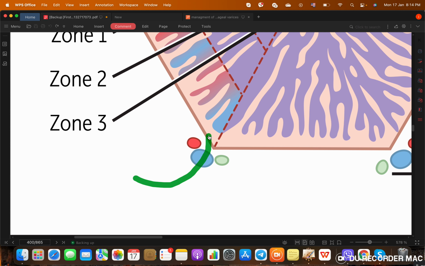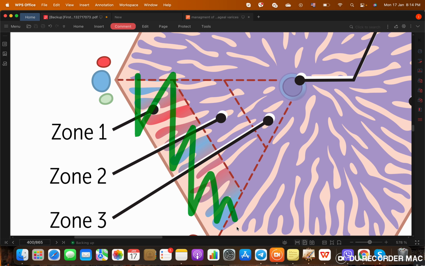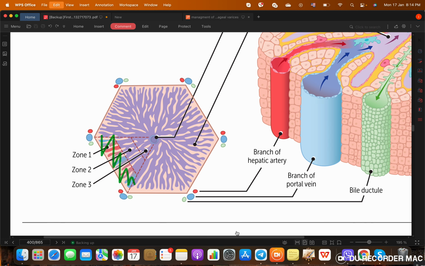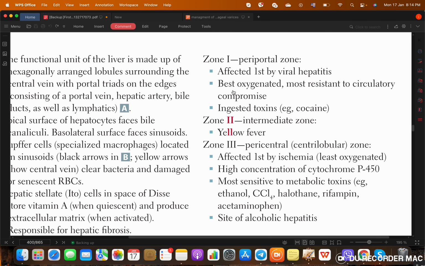So they also write for us, let's say somebody got some viral hepatitis. First of all, it came from here. The first area to be affected will be area number 1. So area number 1 is the most likely to be affected by viral hepatitis. And it's the best oxygenated. That means it's the most resistant to circulatory compromise. So if you get a shock, area number 3 will not be affected.